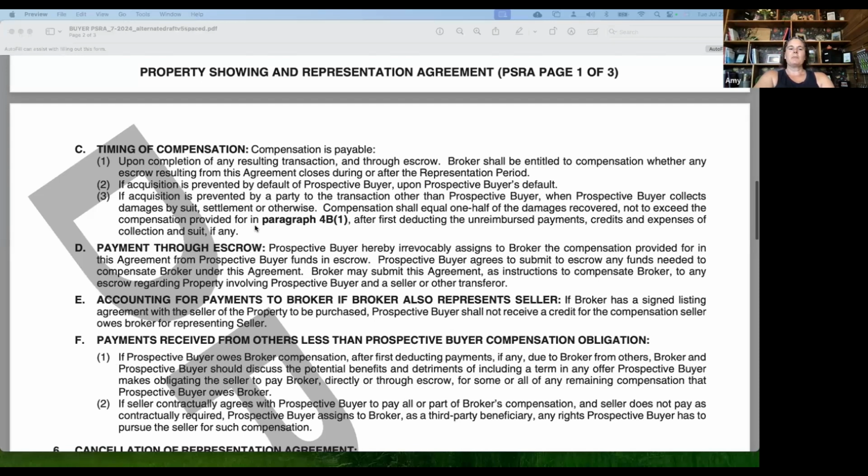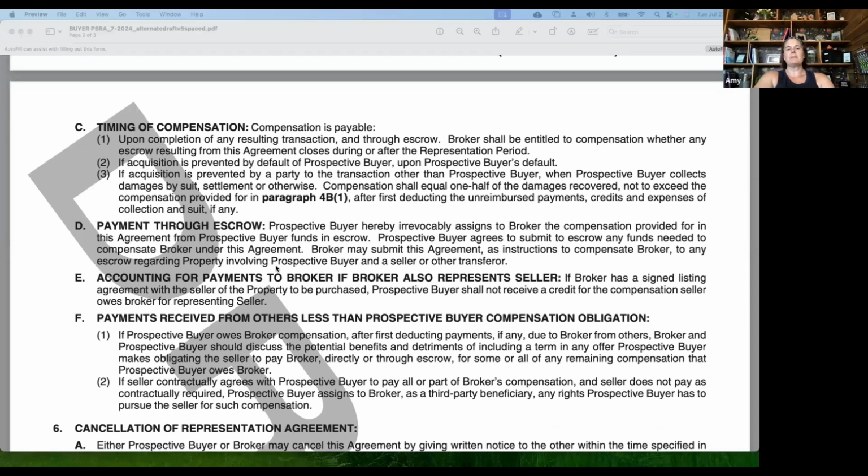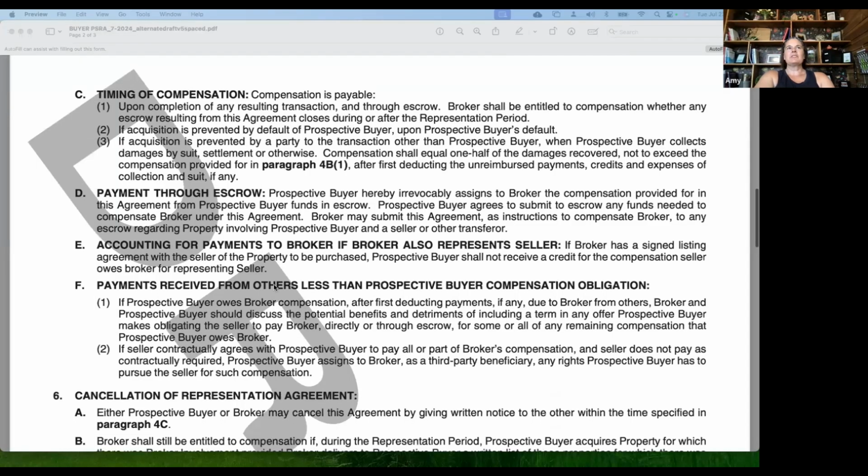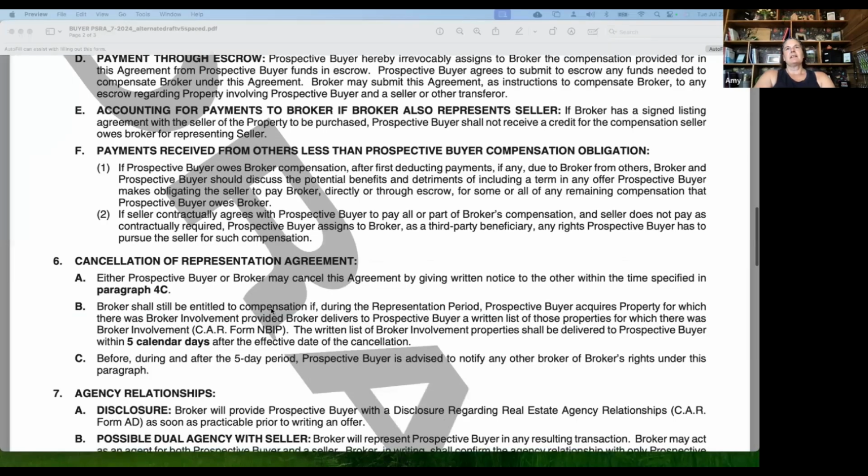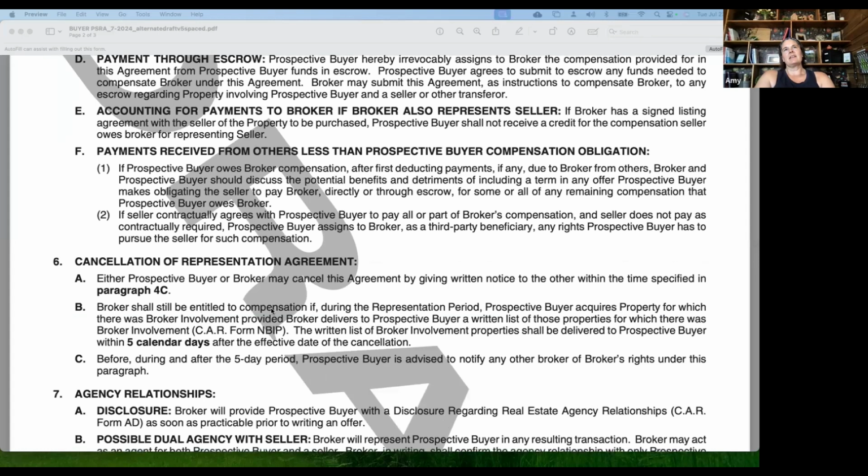Same thing that matched the BRBC, that the payment should be processed through escrow and that we can submit this agreement signed by the buyer as instructions to escrow for that payment. Accounting for payments to brokers if broker also represents seller, stating that the commissions received by the seller doesn't count towards the buyer's obligations. Payments received from others less than prospective buyer or compensation obligation. This is the same thing that is in the BRBC as well.